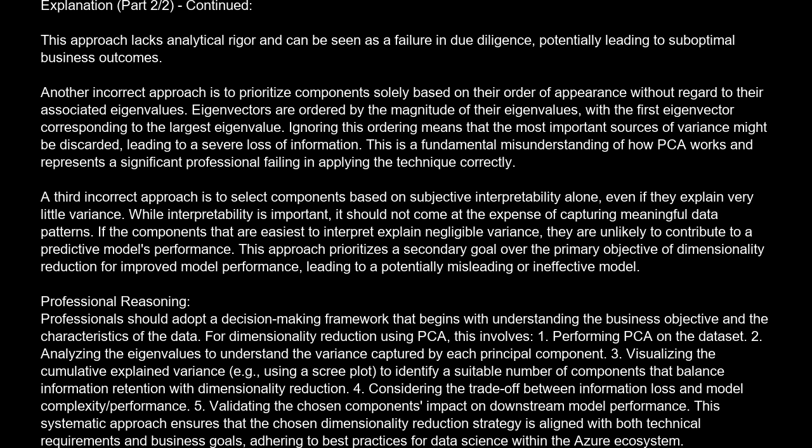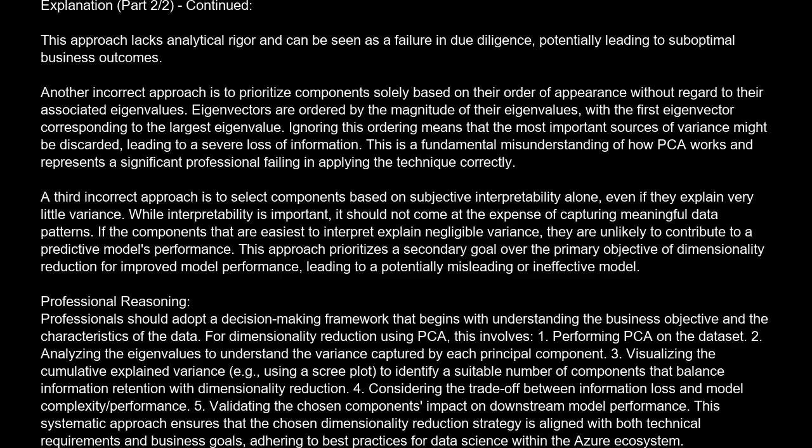correctly. A third incorrect approach is to select components based on subjective interpretability alone, even if they explain very little variance. While interpretability is important, it should not come at the expense of capturing meaningful data patterns. If the components that are easiest to interpret explain negligible variance, they are unlikely to contribute to a predictive model's performance. This approach prioritizes a secondary goal over the primary objective of dimensionality reduction for improved model performance, leading to a potentially misleading or ineffective model.